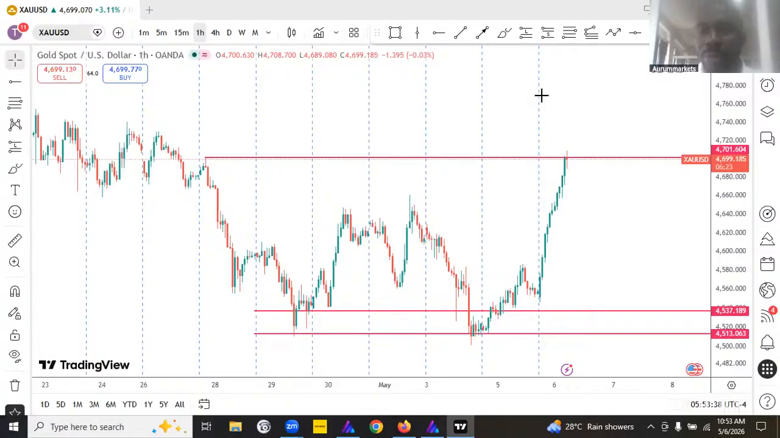Please apply proper risk and money management on every trade you execute in the market. Use stop loss on all your trades. If you are not applying stop loss on all your trades, what you're doing is gambling. And when you don't use stop loss, there's a high probability you're going to blow your account.